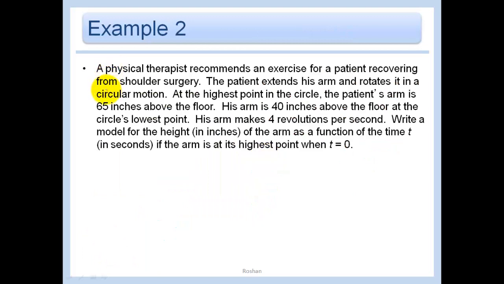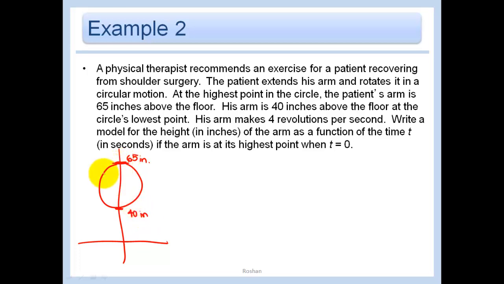A physical therapist recommends an exercise for a patient recovering from shoulder surgery. The patient extends his arm and rotates it in a circular motion. At the highest point in the circle. Okay, so the person's going to be rotating their arm in a circle. At the highest point, all right, here's my axis. At the highest point, the patient's arm is 65 inches above the ground. His arm is 40 inches above the floor at the lowest point. So he goes from 40 inches to 65 inches.